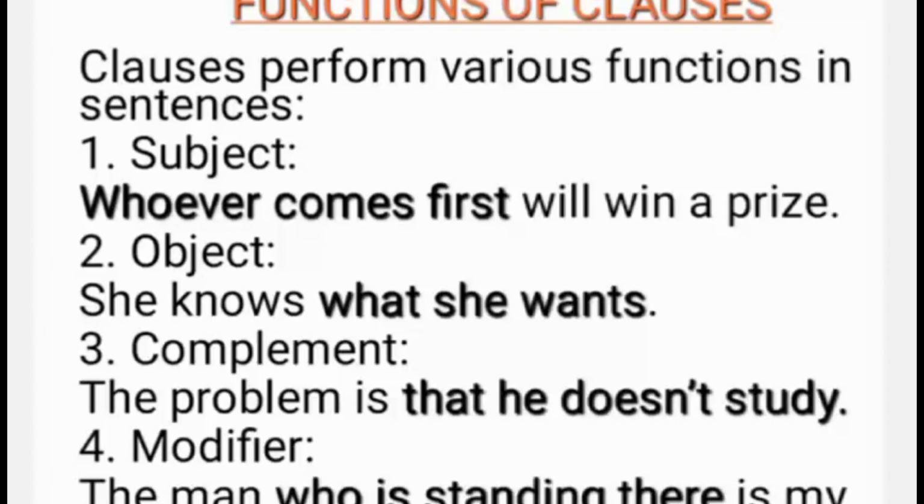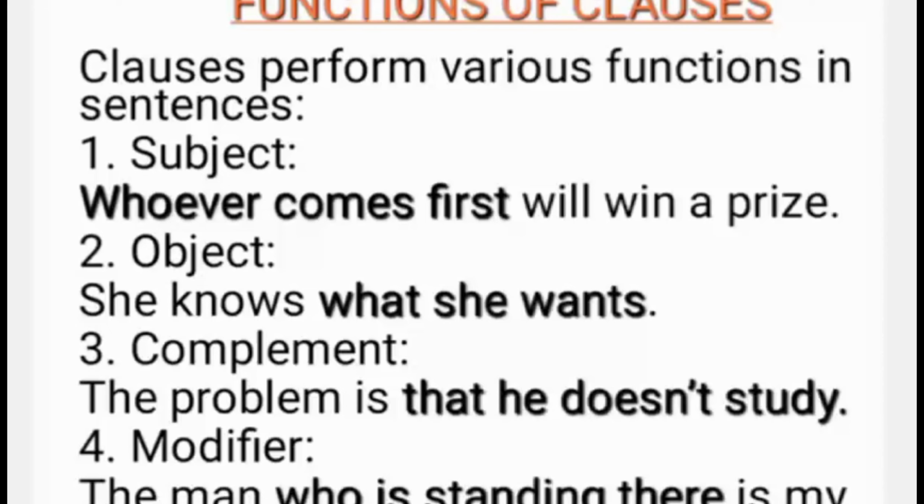Then let's look at the functions of clauses. Clauses perform various functions in sentences. Number one function of a clause is subject. Example: Whoever comes first will win a prize. In this sentence, what is the subject? Who will win the prize? Whoever comes first. That is the subject, the performer of the action.